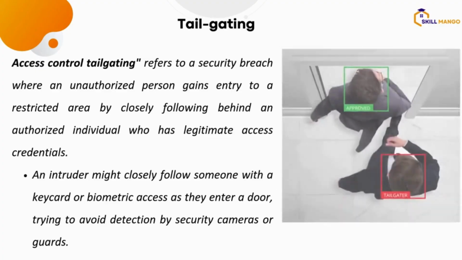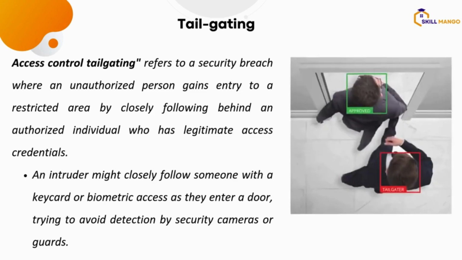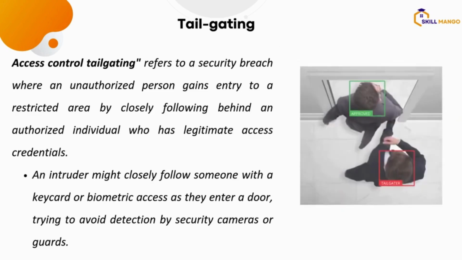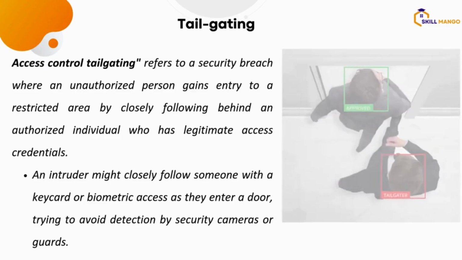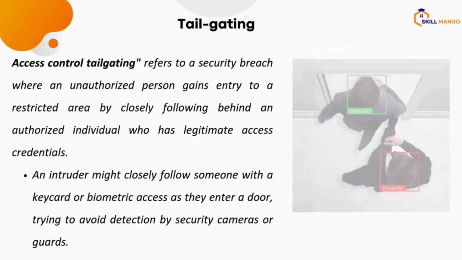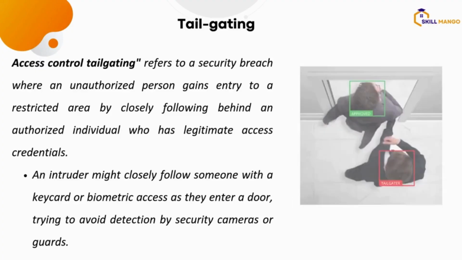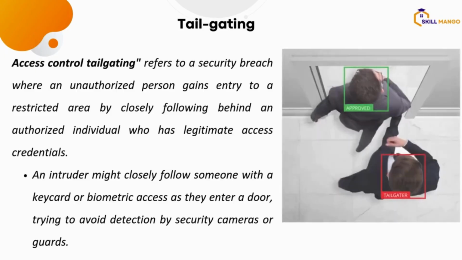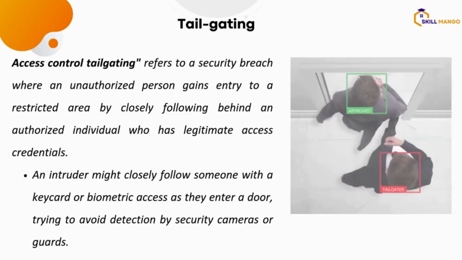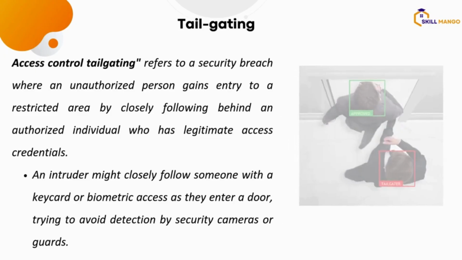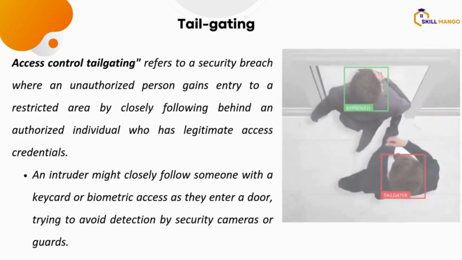Piggybacking is when the person that has access is actually aware of the person that is behind them. They want to use their own access to clear another person. It's called piggybacking. All right. So tailgating is when they don't know, they are not aware. The person that is going inside is not aware that somebody is following them. That's tailgating. Then piggybacking is when they are aware. They want to use their own access or clearance or credentials.